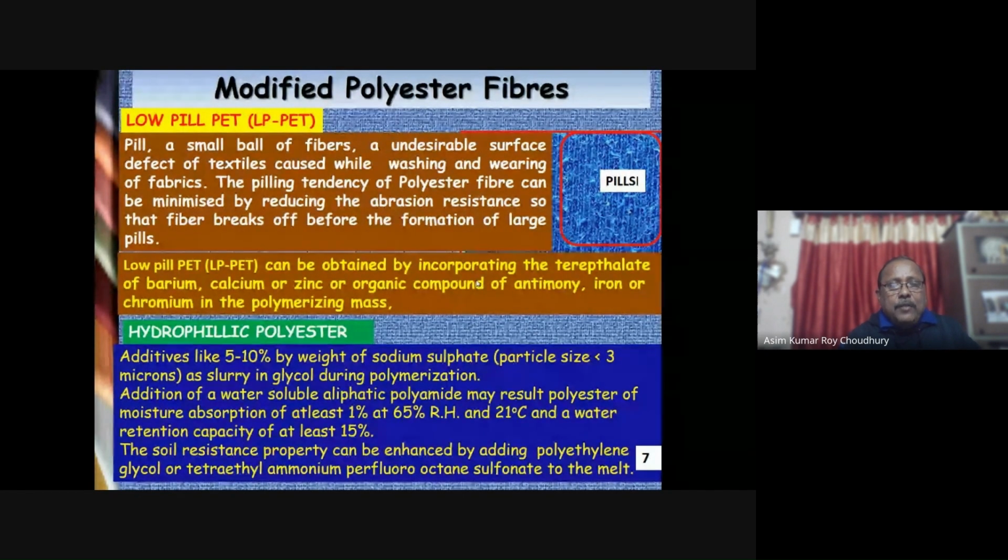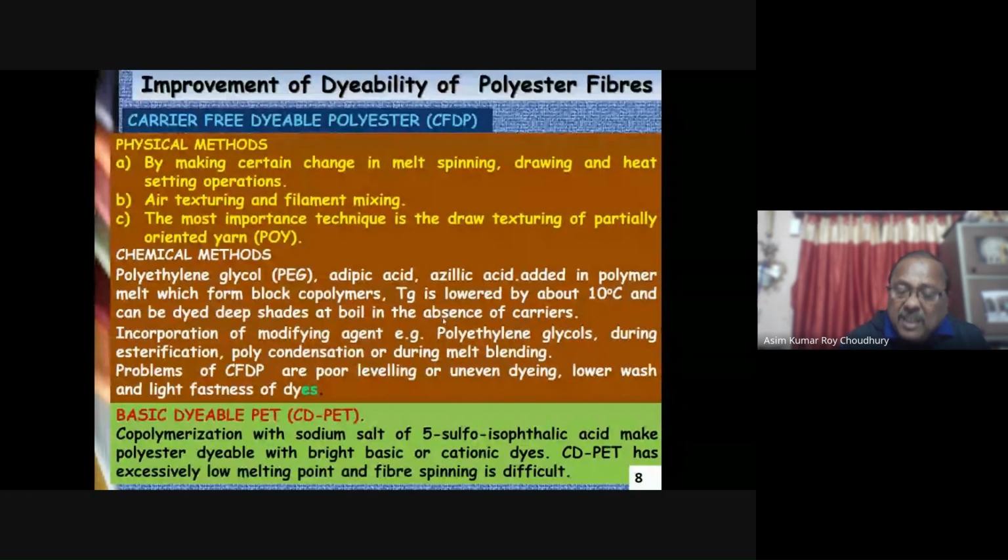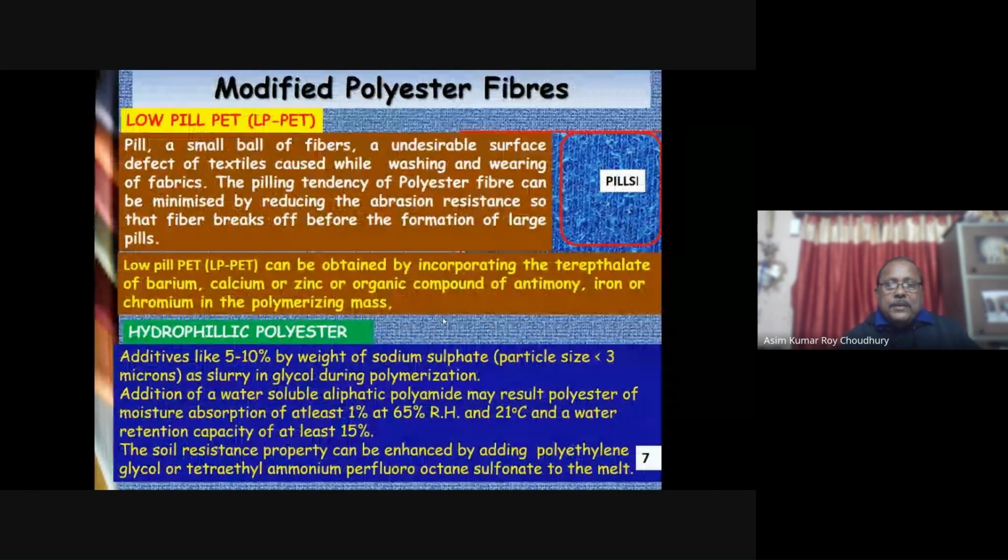Hydrophilic polyester. Hydrophobicity is a problem of polyester, so you can make it hydrophilic by adding 5 to 10% sodium sulfate, particle size less than 3 micron, as slurry in glycol during polymerization. Addition of water-soluble aliphatic polyamide may result in an increase in hydrophilicity. Soil resistance can be increased by adding polyethylene glycol or tetraethyl aluminum perfluorooctanoate.